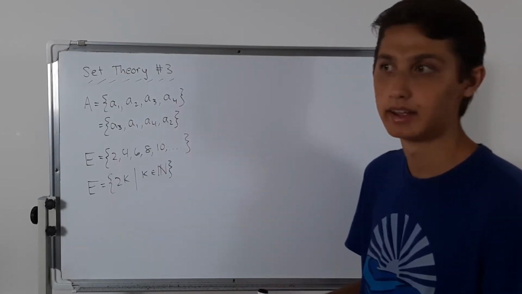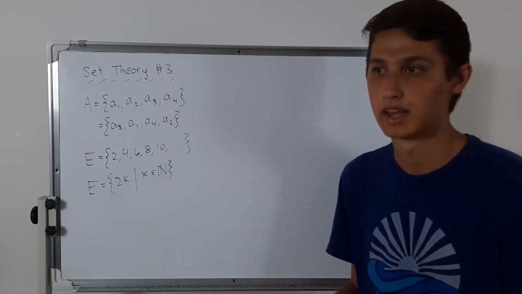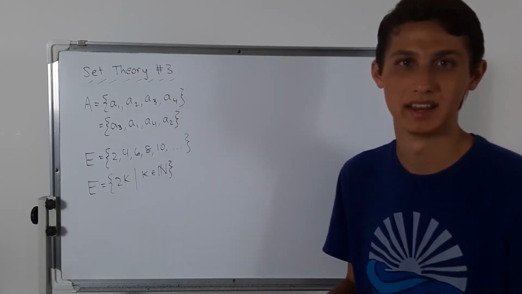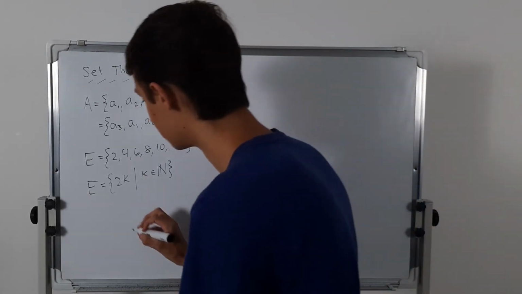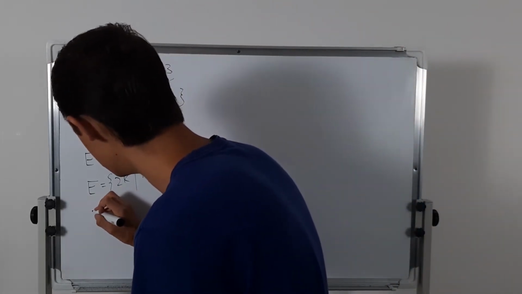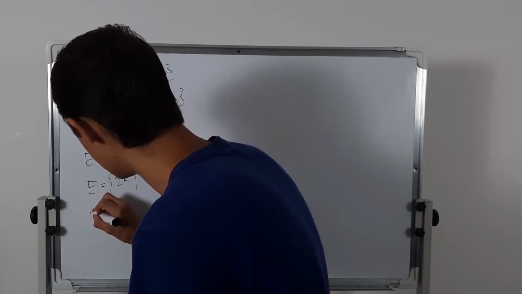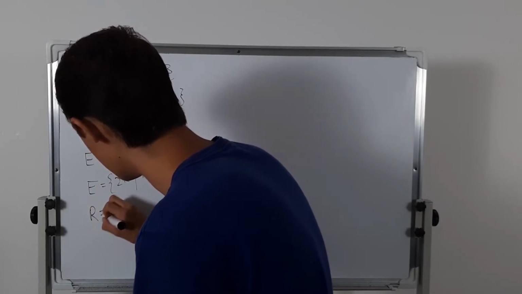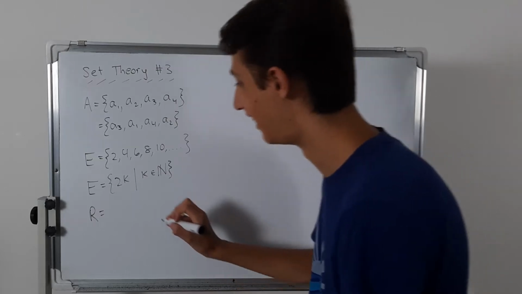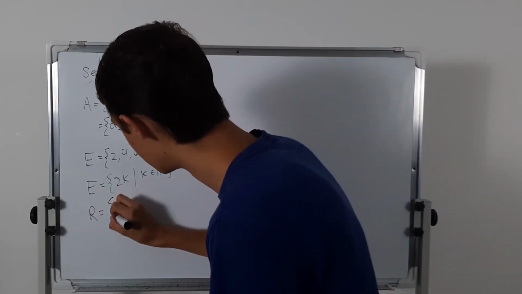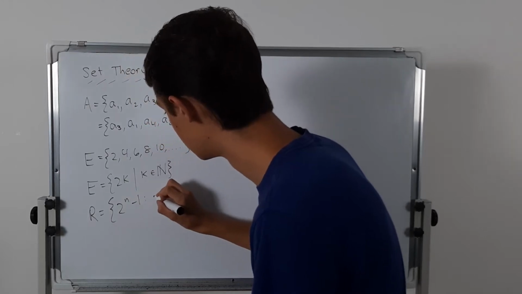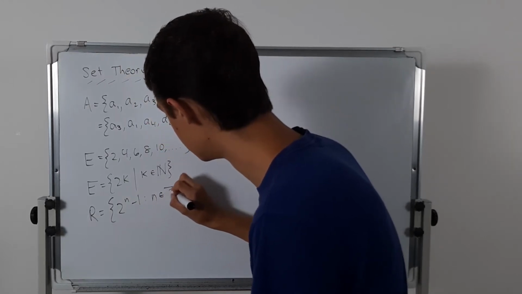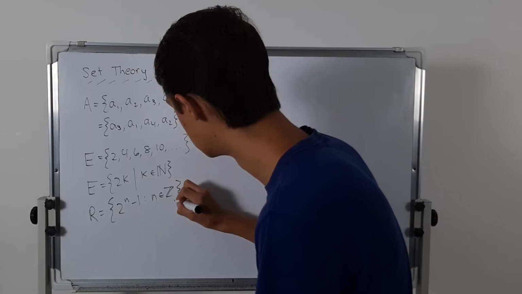If we want to say the set of all things that are one less than a power of 2, we can denote a set. Let me call it R. I don't know why, just R. So this can be the set of things that are 2^n minus 1, where n is an integer. Okay?